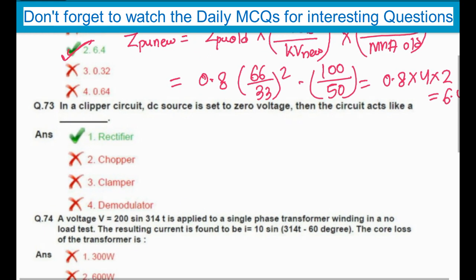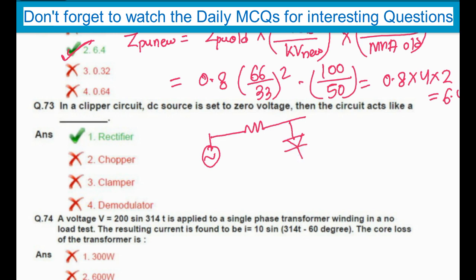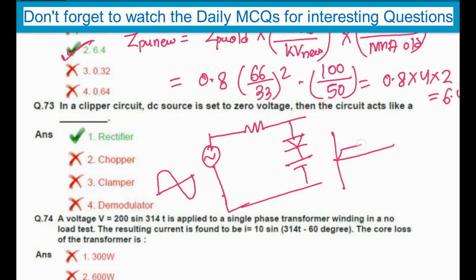In a clipper circuit, if the DC source is set to 0 voltage, then the circuit acts like. So in a common clipper circuit, this is like this. There is a diode and there is a DC source. Suppose this is the output full sine wave, and this will be like this. This will be clipped in the positive half cycle.